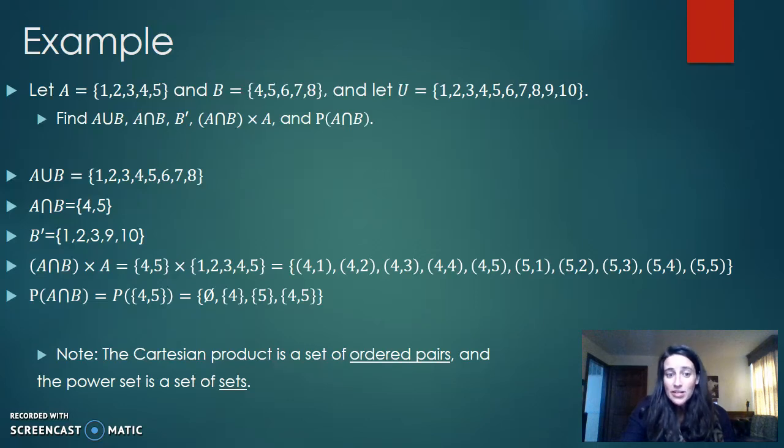So important to note here, the Cartesian product is a set of ordered pairs, and the power set is a set of sets. So mostly sets contain elements, just like 1, 2, 3, 4, 5, but when we build these new sets, they can have elements that look a little different than numbers. So the Cartesian product has ordered pairs as its elements, and the power set has sets as its elements.